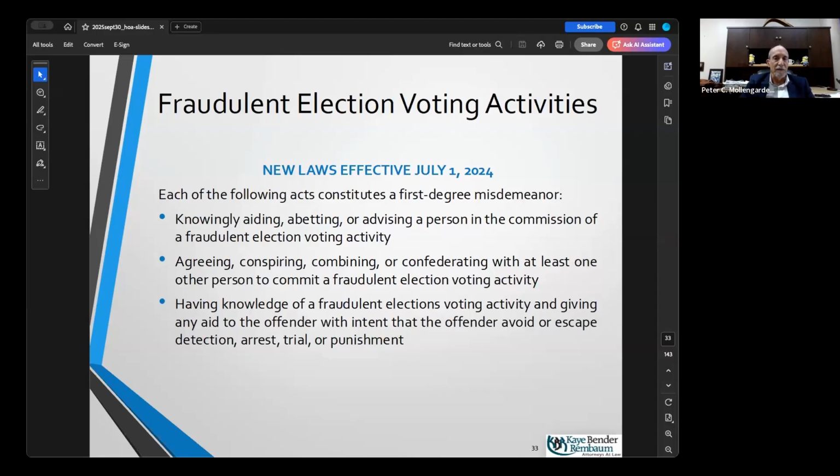Knowingly aiding, abetting, or advising a person in the commission of a fraudulent election voting activity, agreeing, conspiring, combining, or confederating with at least one other person to commit a fraudulent election voting activity, or having knowledge of a fraudulent election activity and giving aid to the offender with the intent that the offender avoid or escape detection or arrest.